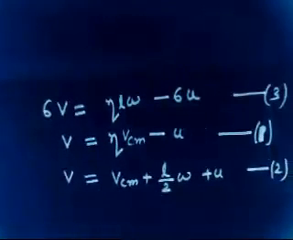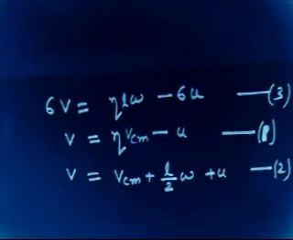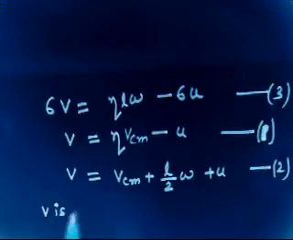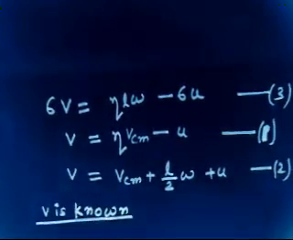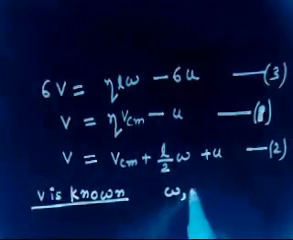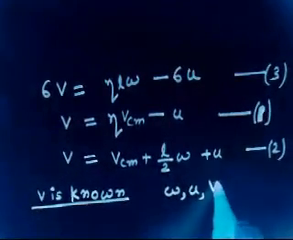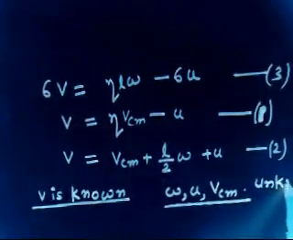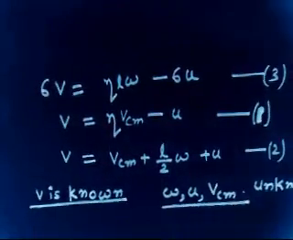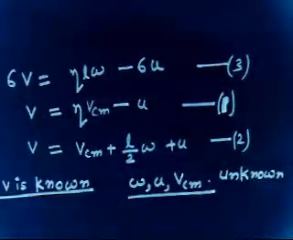Now you have to find u, v and omega. So what can I do? Basically v is known, the initial velocity is given to you. And what are the unknowns we have? Omega, u and VCM. These are the 3 unknowns we have. So let us try to solve for omega, u and VCM.